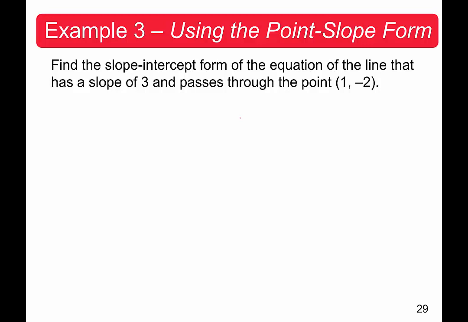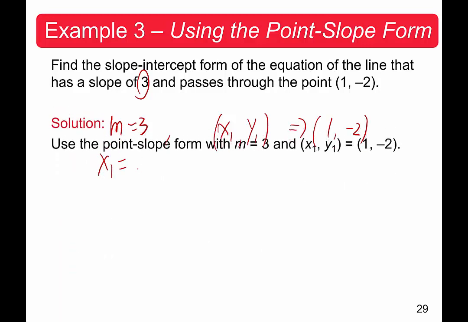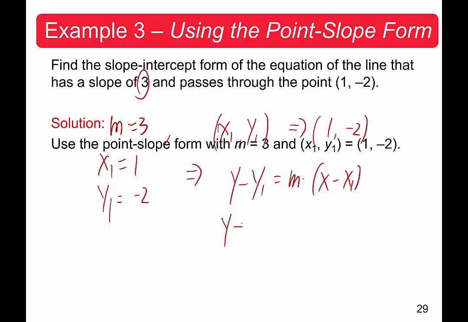Okay, so we are given slope 3, so m equals 3. We are given the point (x1, y1), that's (1, -2), so x1 equals 1 and y1 equals -2. Using the point-slope formula, y minus y1 equals slope times x minus x1. Throwing all three numbers into the formula, y minus y1 is y minus -2, slope 3 times x minus 1.